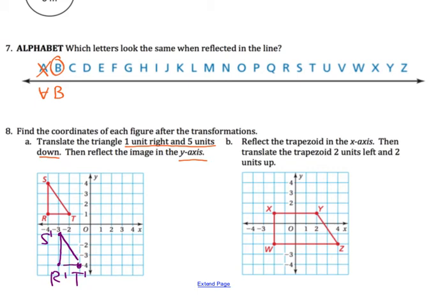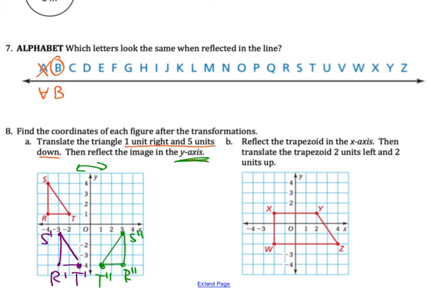Okay, we need to do one more thing with it. We need to go across the y-axis. So T prime goes from 1 away to T double prime, 1 away on the other side. R prime is 3 away. R double prime is going to be 3 away. And S prime is 3 away. So S double prime is also 3 away.